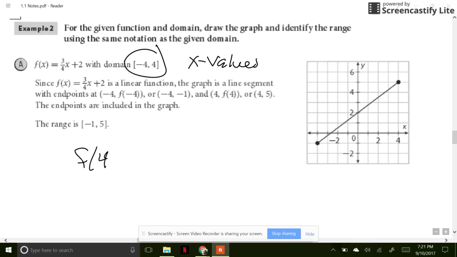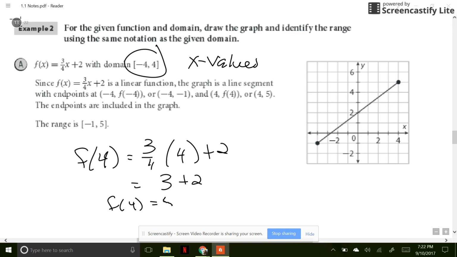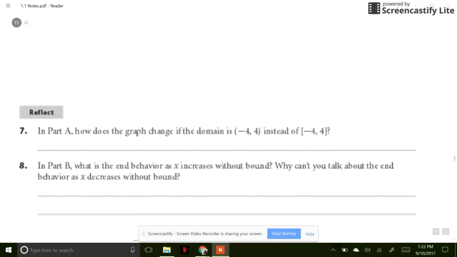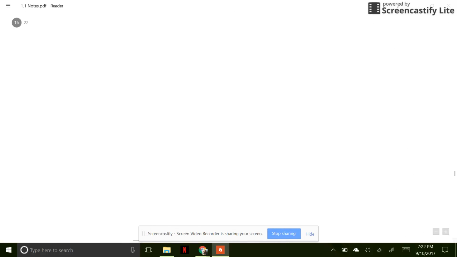So we'd say f of 4, that means I'm looking to see what happens in my function when my input is 4, is equal to 3/4 of my input 4 plus 2. Well, 3/4 of 4 is just 3, plus 2. So when my input is 4, my output is 5. So I have the coordinate (4, 5). And then you can do a similar thing with the -4, the lower bound, to find that your range would be from -1 to 5. So let's continue, see what else we got here.